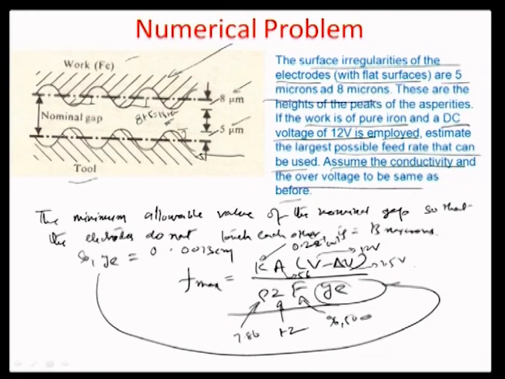So the maximum allowable feed in this case also gets defined as 35.7 millimeters per minute, which suggests that the feed rate cannot really go on increasing. It is really limited to the amount of average roughness which is available on the surface here, so that it does not have to go so close to a surface that there is a shorting, or you know, the ECM process modifies because of that shorting effect.